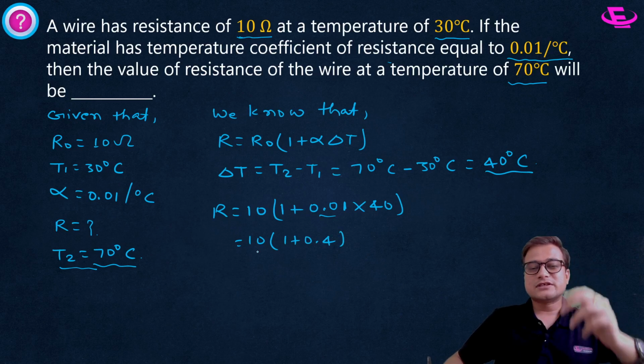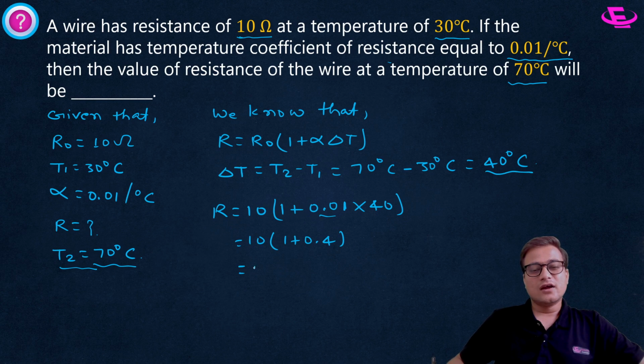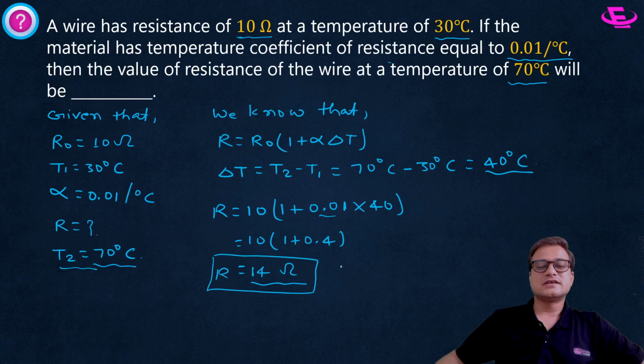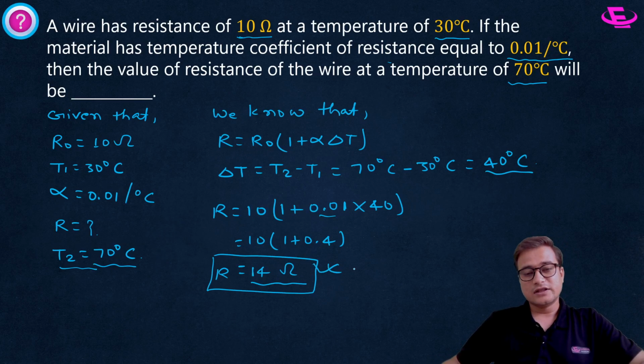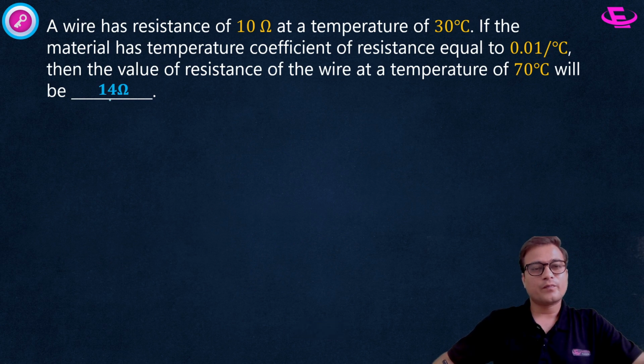If you are writing a semester exam, write like this. Don't follow any shortcut. Don't apply any shortcut. This is 14 ohm. So the answer is 14 ohm. This is the new resistance, 14 ohm. I hope it is clear to you.